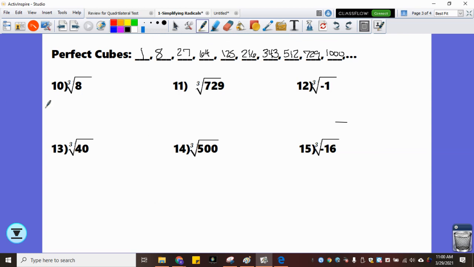So with square roots, you say what number times itself gives you that number. With cube root, it's what number times itself 3 times gives you the radicand, which is just the number underneath.